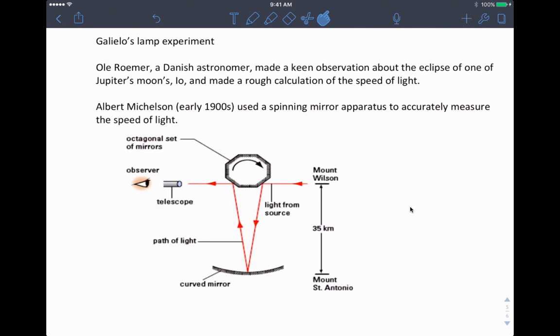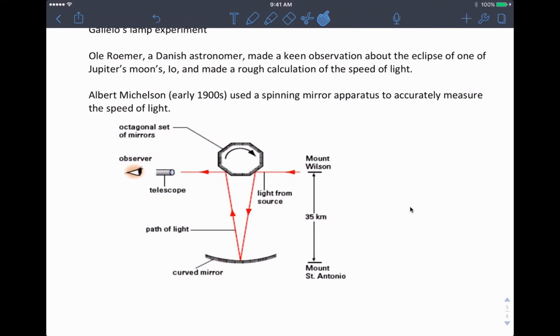And this is the apparatus. Basically, he brought light in from a source. You see the light coming in here from the right, sorry. And it hits an 8-sided mirror. He came up with an octagon mirror. So it hits this face, and then it travels a great distance and hits a parabolic curved mirror.